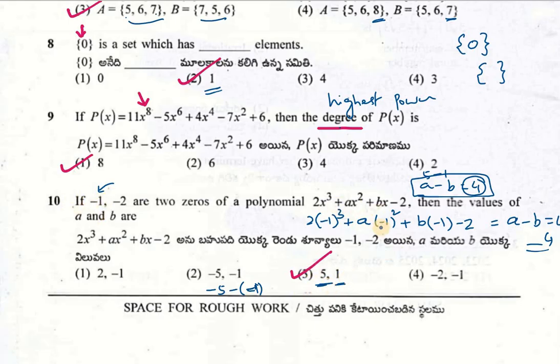Just substitute one of the zeros and substitute the options to check the correct answer in this way.